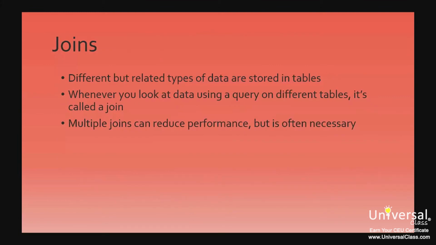Different but related types of data are stored in tables in the database. Whenever you look at data using a query, and it combines data from different tables into a result table, it's called a join. If you have multiple joins in a query, it can reduce performance, but often it's necessary.